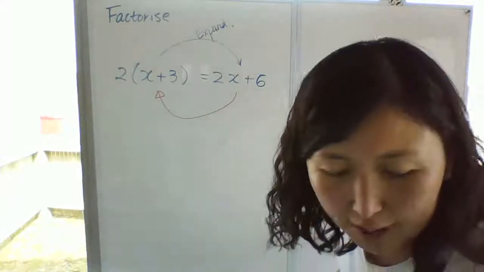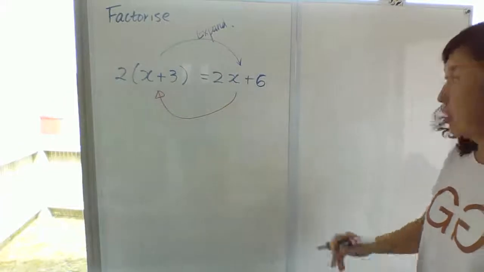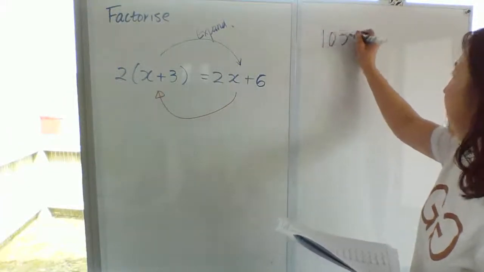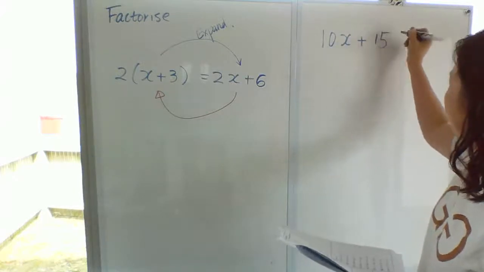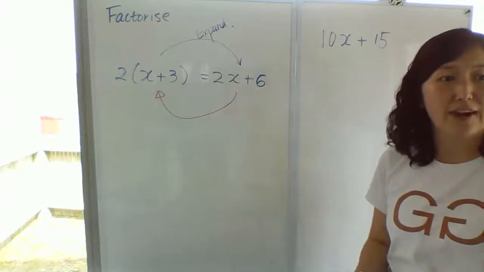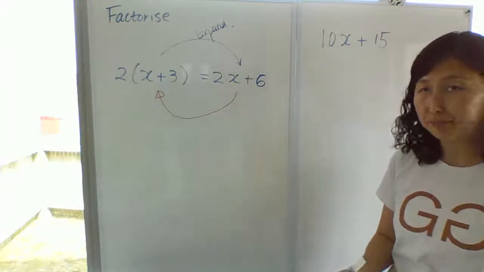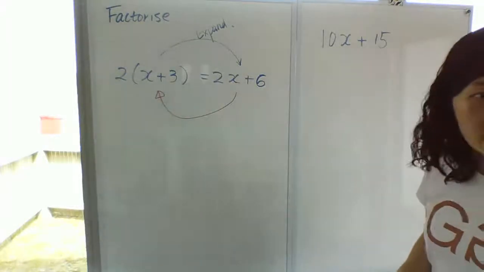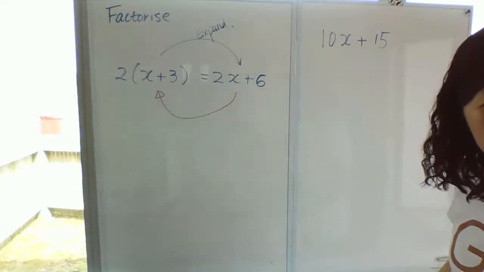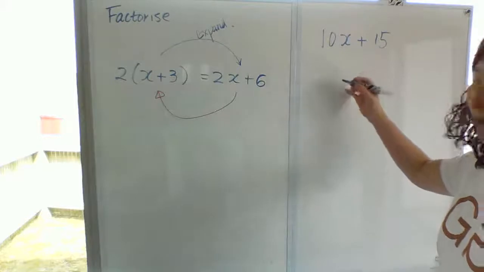Okay, so let's have a look at the first example. So the first example is 10x plus 15. And the question will be very straightforward. It will ask you to factorize this expression. And why is it called factorize? Because it's something to do with factors. Okay, so factors.